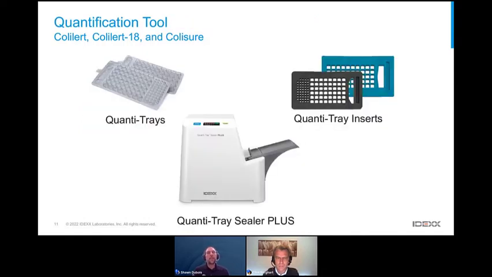Quantification requires an extra couple steps and some additional equipment. Again, this is for Colilert, Colilert 18, and Colisure. So first you would need the Quanti-Trays, and the Quanti-Trays are the actual quantification device for the test. There's 2 different formats. There's a 51 well Quanti-Tray and a Quanti-Tray 2000, which has 97 wells. There's an associated Quanti-Tray rubber insert that the tray will go into, and then the actual Quanti-Tray sealer itself.